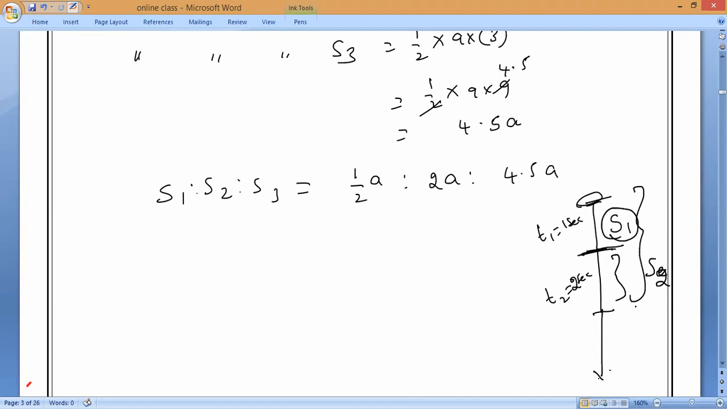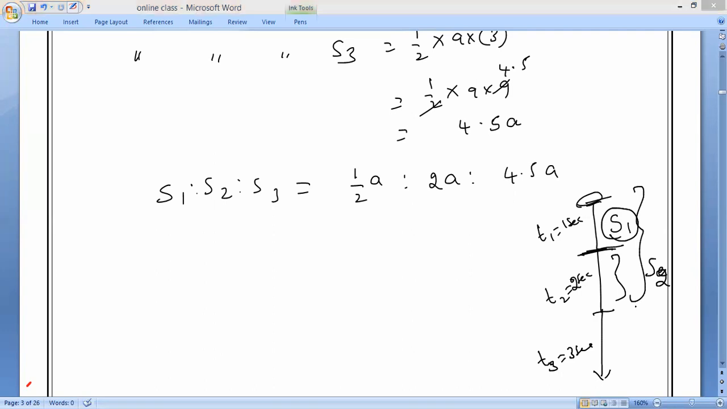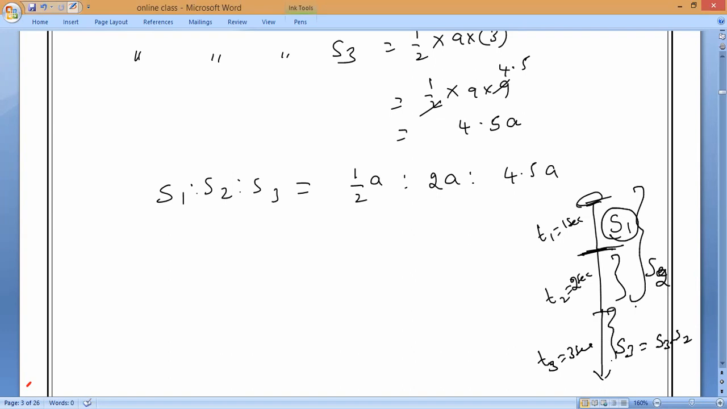Now, the third second, what will come? 3 seconds. So what do you have to subtract? We want to subtract S1 and S2 from S3, sir. S1 and S2 we already subtracted. So S3 is equal to the subtraction of S3 minus S2, which will give you this distance. Understand? We already made S2, which means S1 is already subtracted. So again, no need to subtract S1.